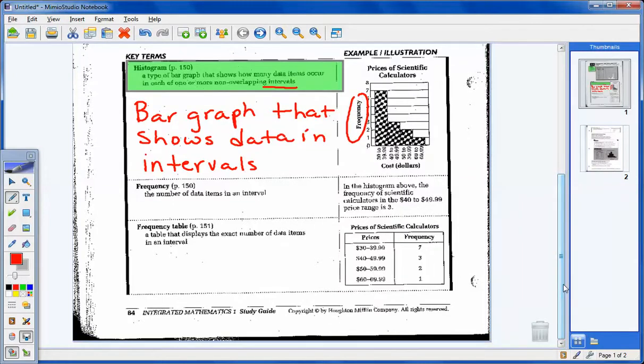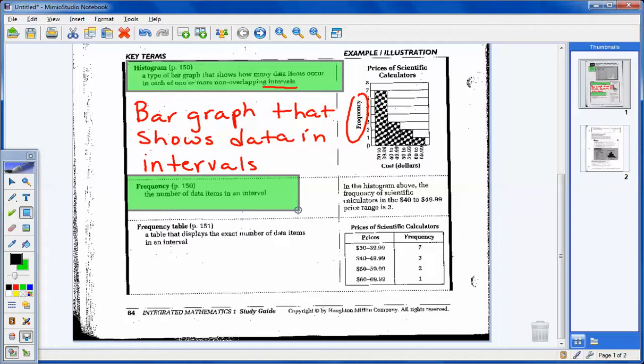Frequency we just got done talking about right here. Frequency is simply going to be the number of times that data shows up within an interval. Okay. So it says right here in the histogram above, the frequency of the scientific calculator in the 40 to 49.99 range is how many? What's it say right there? The frequency in the $40 range is how much? It's 3. There's 3 of them there. Okay, you look in the $40 range. There's 3 of them here.